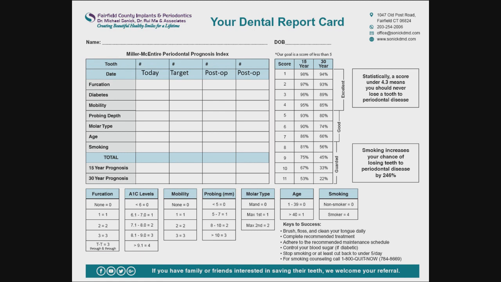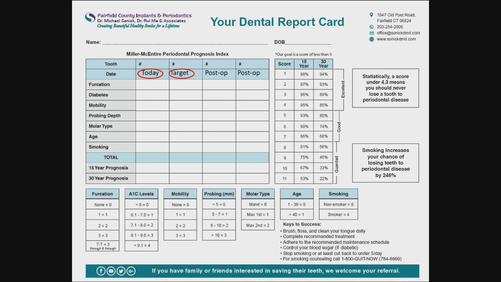Now let's look at the line that says date, and this is another important thing, and I want to give credit to my good friend Bob Levine for doing. You'll notice where it says date, it says today. This is where you score the patient at the examination. Then, as soon as you scored the patient, you come over and give them a target score to aim for.